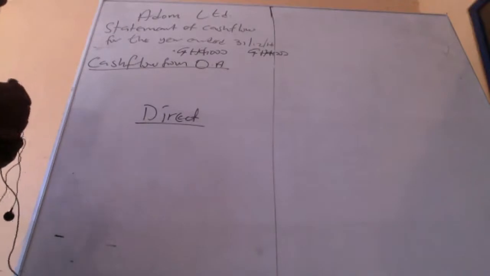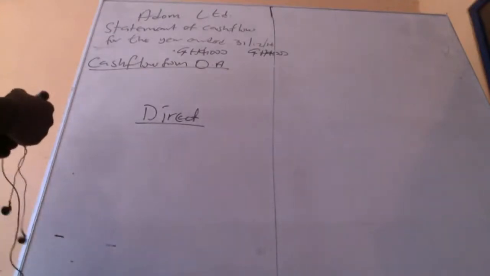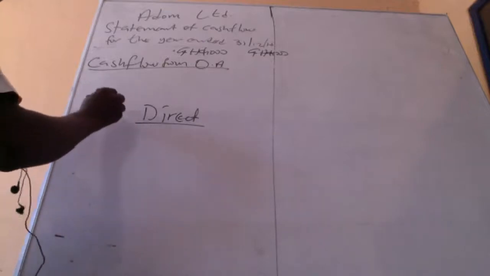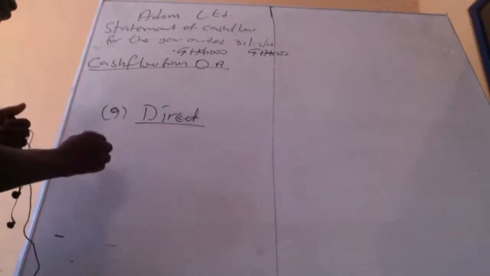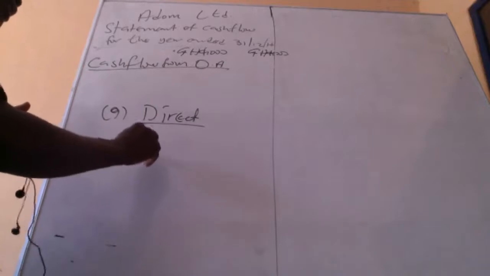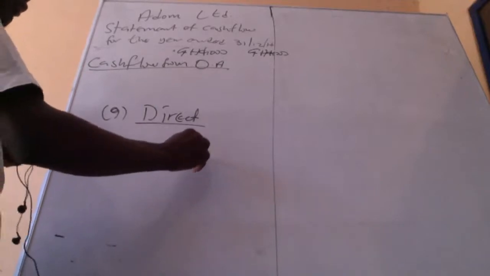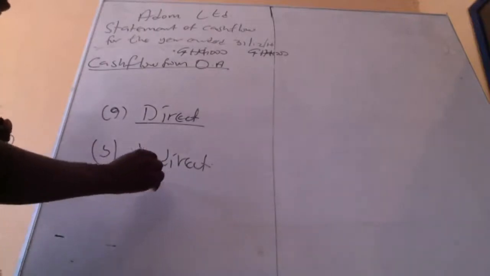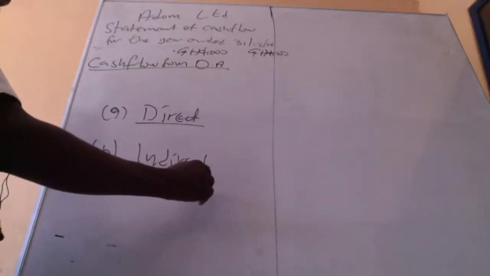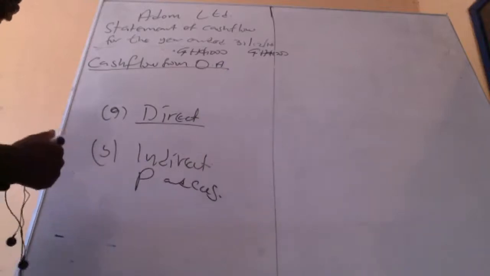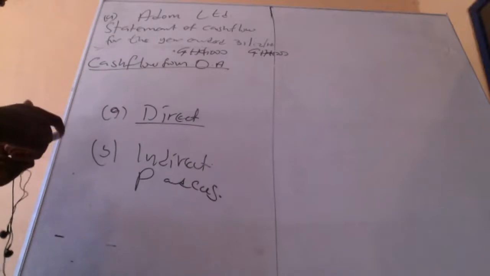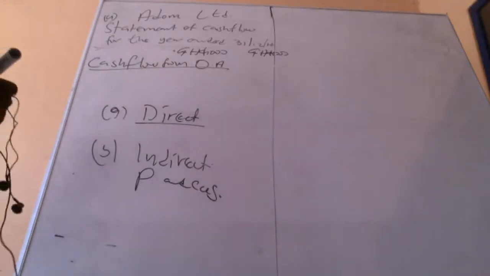We should use the direct method for the cash flow from operating activities. And then when we are done, A, use the direct method. B, use the indirect method to confirm or reconcile the difference between profit and the cash. So that is it. It means that for part A, we are using the direct approach.